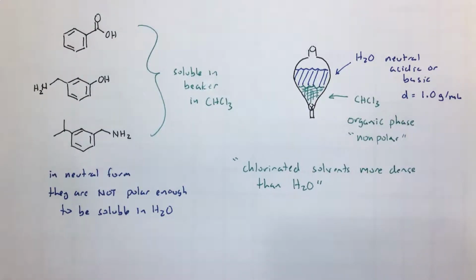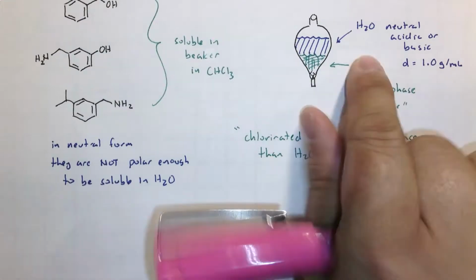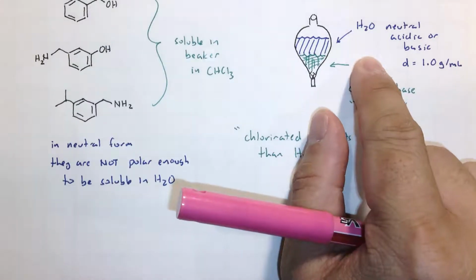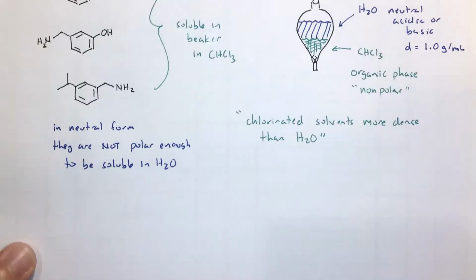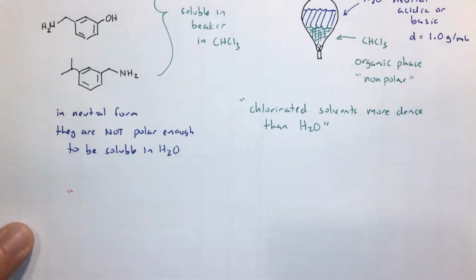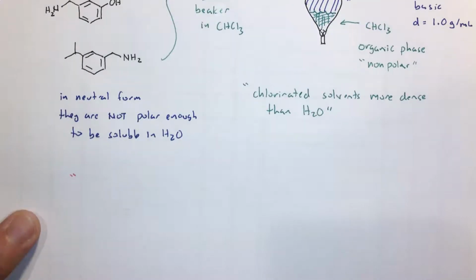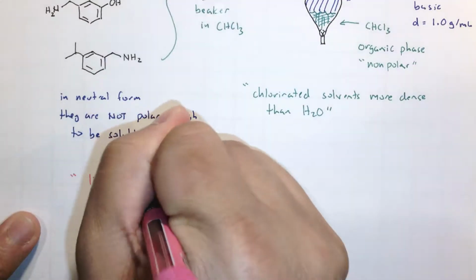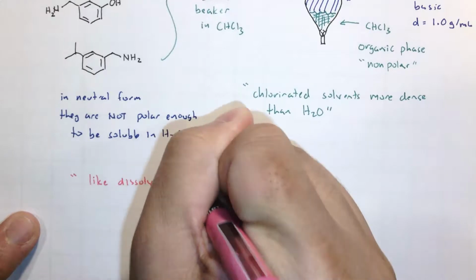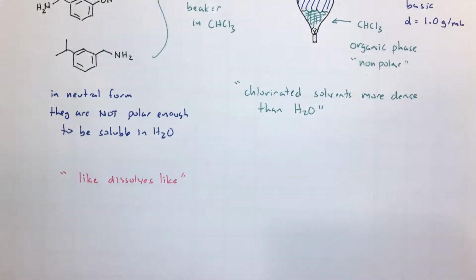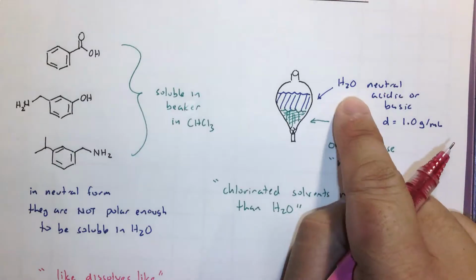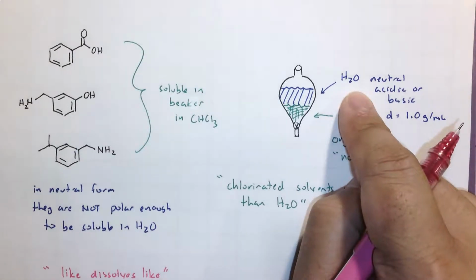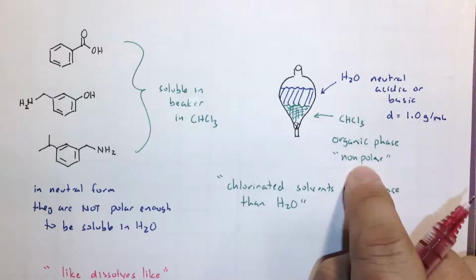Now, before we go into the details of the types of water we're going to use, we are going to do some acidic water and some basic water. Let me give you a couple of quotes that should be rolling off your tongue when you talk about acid-base chemistry and extractions. The first one is like dissolves like. That means that if a molecule is polar enough, it will be dissolved in the polar solvent. But if it's not polar enough, or if it's nonpolar, it will be soluble in the organic phase.